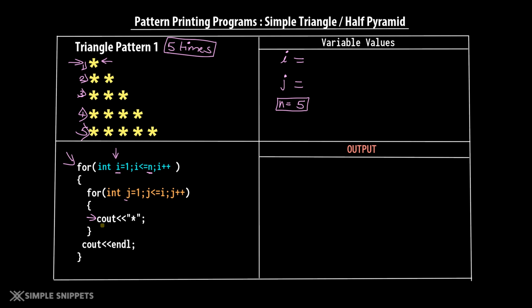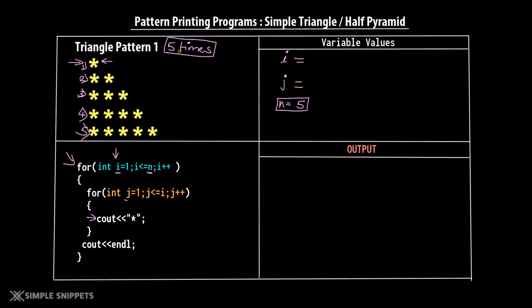Cout is for printing in C++. If you're using Java, it would be something like System.out.println, or any other general purpose programming language. You will have some print function which prints some text onto the screen, onto the command prompt, right? So that is what we are going to track over here. All right. Okay, so let's start.